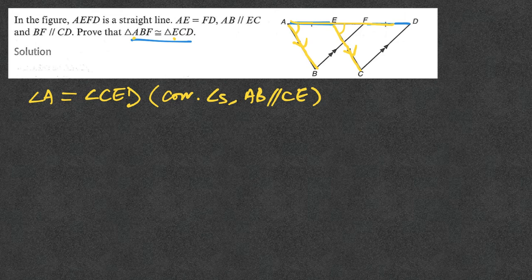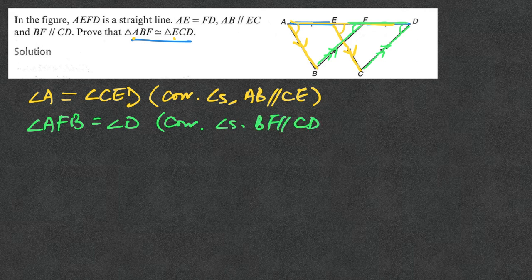Next, we look at another pair of parallel lines, which is BF and CD, with two arrows over there. Along these parallel lines, you can see that we can also seek corresponding angles, which are located at F and D respectively. So by using the same method, we can say angle AFB equals angle D, again because of corresponding angles, but this time BF is parallel to CD. So we successfully find two angles in the proof of congruent triangles.